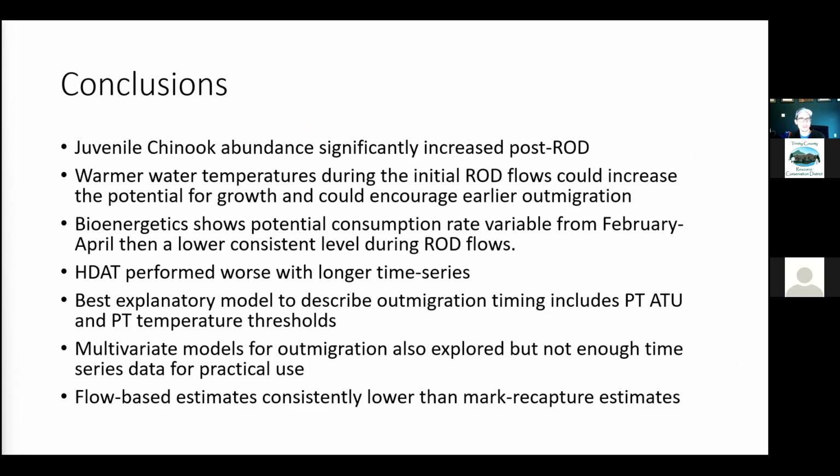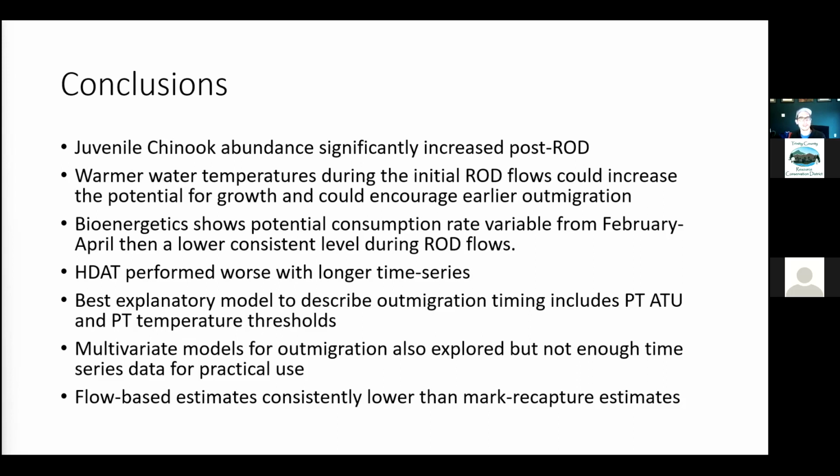We said the juvenile Chinook abundance significantly increased post-ROD, and we've seen that with other modeling exercises like the S3. Warmer water temperatures during the initial ROD flows could increase the potential for growth and could encourage earlier outmigration, and that might be important with the disease issues in the Klamath. We're seeing a lot of our fish coming down with various diseases as they hit the Klamath. So getting them out earlier, before disease has a chance to establish itself, might be really good for the future.